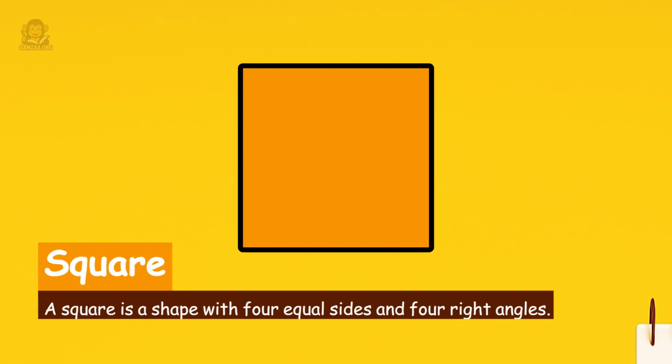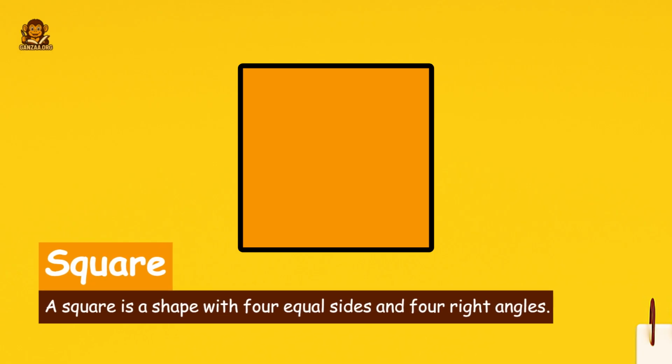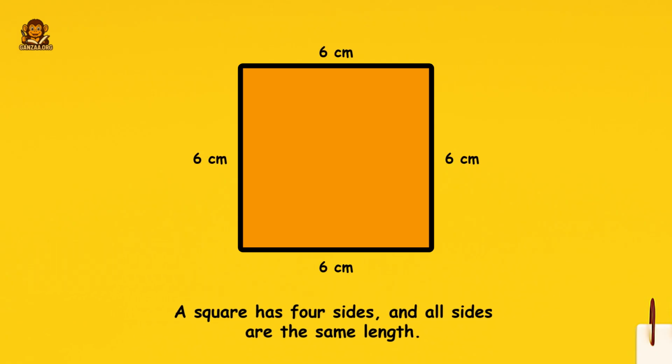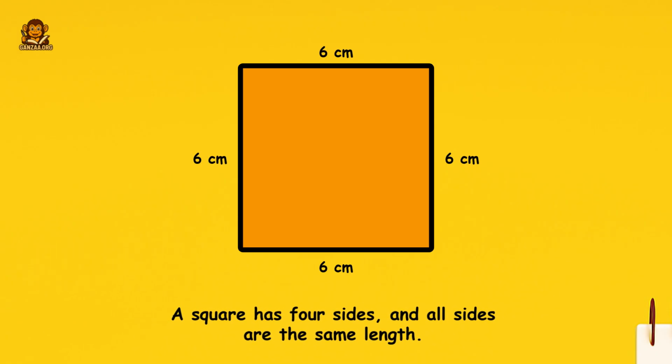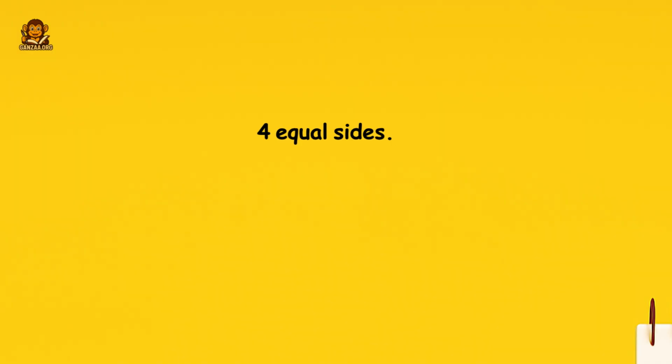It's the square. A square is a shape with 4 equal sides and 4 right angles. That means every side is the same length, and each corner is a perfect 90-degree angle. 4 equal sides, 4 corners, 4 right angles.